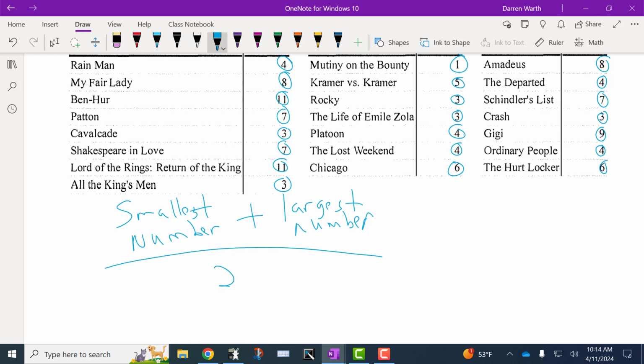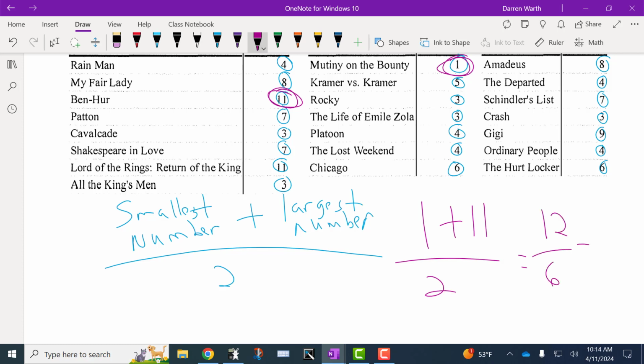I just have to look over all my data again and find the smallest number. Well, if you're looking at it correctly, your smallest number up here looks like it's going to be a 1. So I found a 1 right here. That's my smallest number. So I'm going to take 1 plus, as I look over my data right here, the largest number is an 11. There's a couple of 11s there, but it's just the one of them. And when I'm done, I'm going to divide by 2. So I just have to take 1 plus 11, which is 12. I'm going to divide by 2, and that's going to be 6. So 6 is going to be the mid-range of my data.